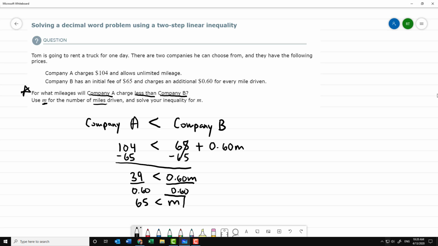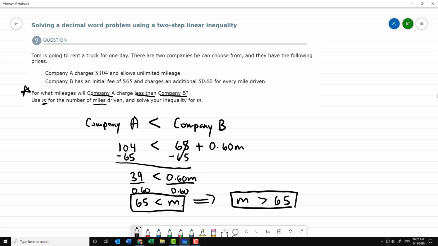So you could stop here, but to make it easier, we're basically going to just swap everything around. So we have the variable on the left side. So I'm going to switch the M into 65, and I'm also going to switch the sign to point the other way. So these two inequalities are the exact same thing.